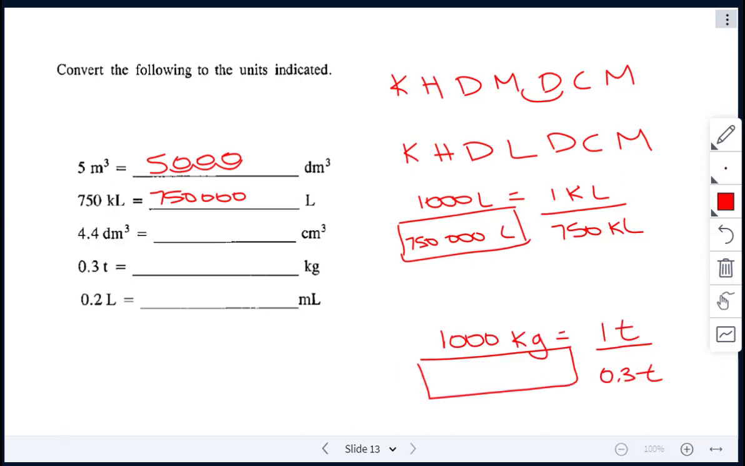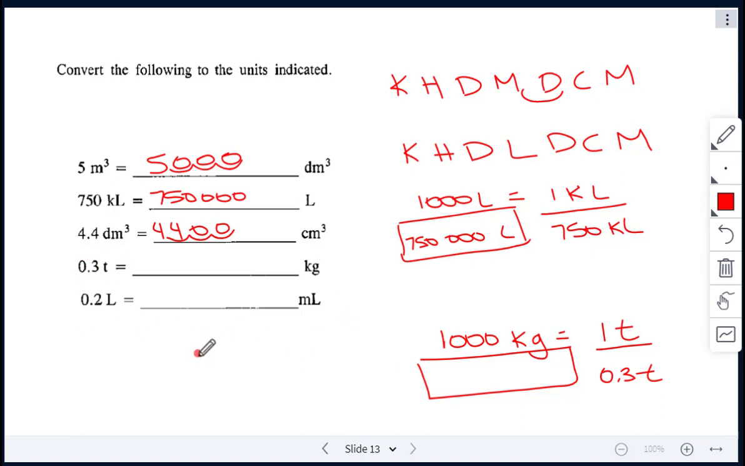All right, so our next question, we have decimeters. We're changing it to centimeters cubed. So here's decimeters, here's centimeters. It's just one place over, but because it's cubed, we're going to have to triple that. So it'll be 3 places over. So there was our decimal place, 1, 2, 3. Our answer is 4,400 centimeters cubed.